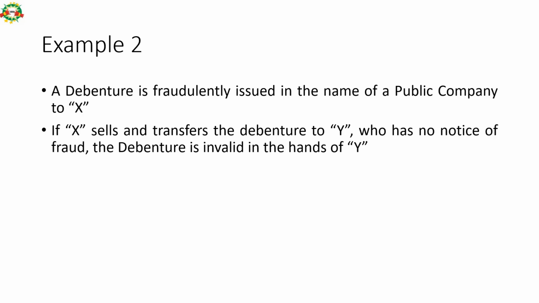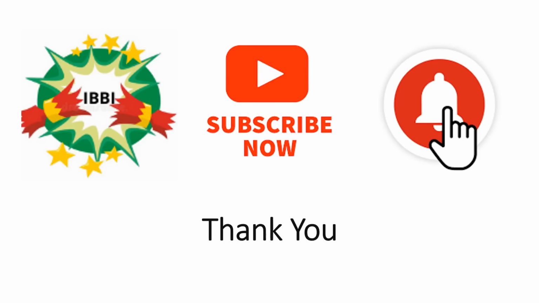Another example, a debenture is fraudulently issued in the name of a public company, say to X. If X sells and transfers the debenture to Y, who has no notice of fraud, the debenture is invalid in the hands of Y. So that was a quite lengthy session, but that's all in today's session about the TP Act.